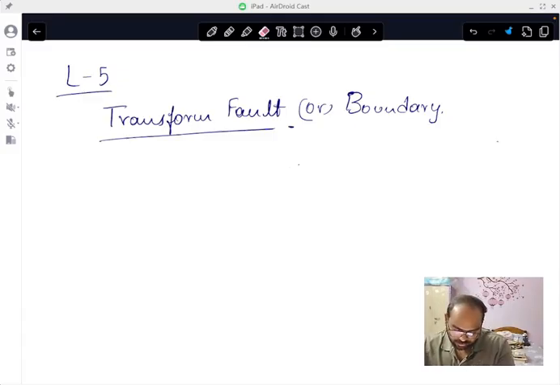In the previous class we talked about convergence and divergence boundaries as part of plate tectonics. There is another one left out, called the transform boundary. Let's look into it. Transform boundary is also called conservative boundary.